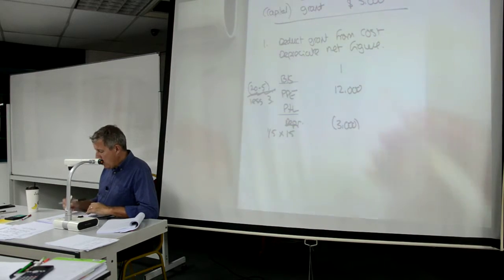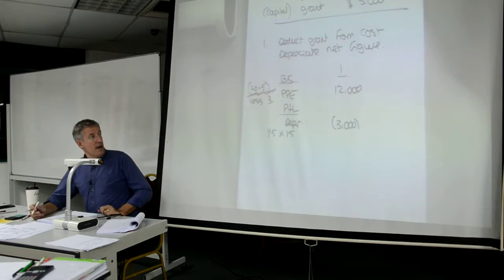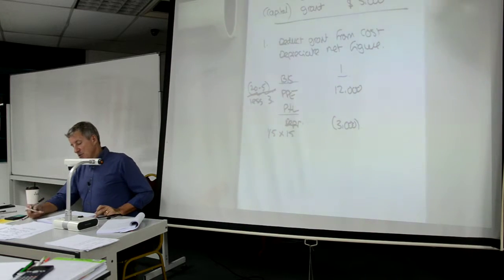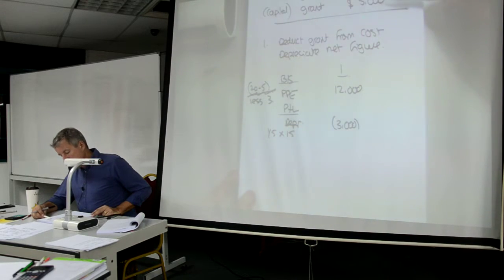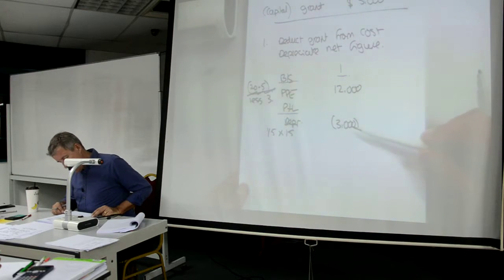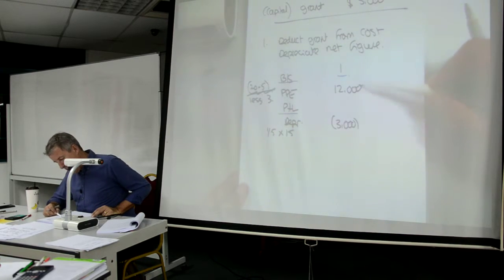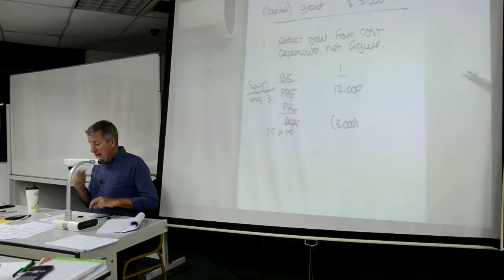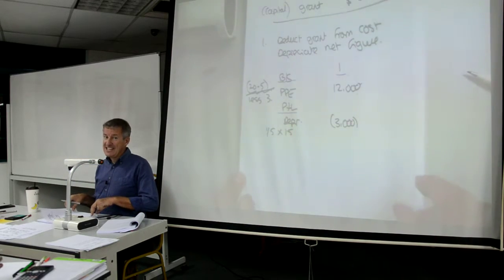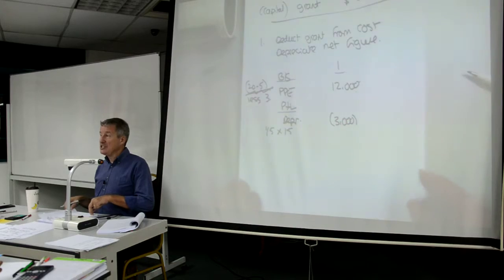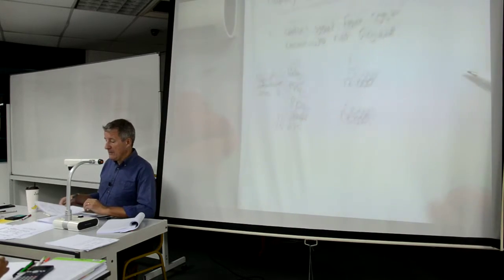So in year 1, don't make me do every year. In year 1, if you deduct the grant from the cost, your net cost is 15. If your net cost is 15, and then you are depreciating over 5 years, your depreciation is 3, so your net book value after 1 year is 12. So that is one way of doing it. That is allowed, that is legitimate, that is one way of doing it.